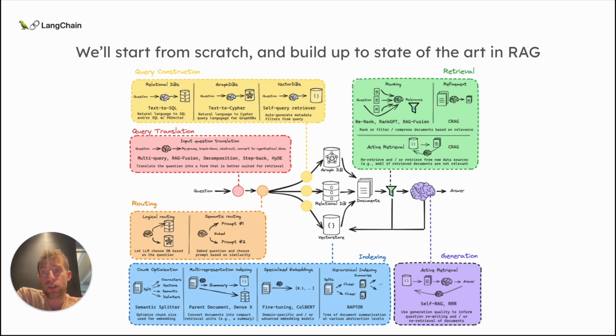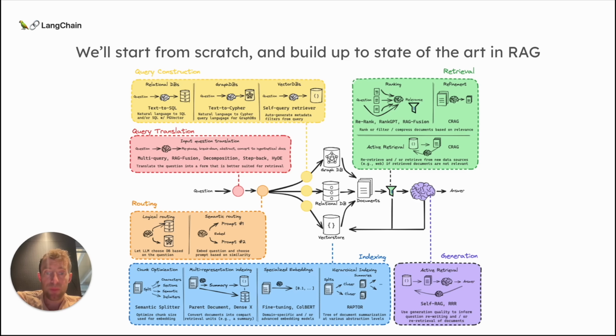Then there's the challenge of query construction, which is basically taking natural language and converting it into the DSL necessary for whatever data source you want to work with. A classic example here is text to SQL, which is a very well-studied process, but text to Cypher for graph DBs is very interesting. Text to metadata filters for vector DBs is also a very big area of study.